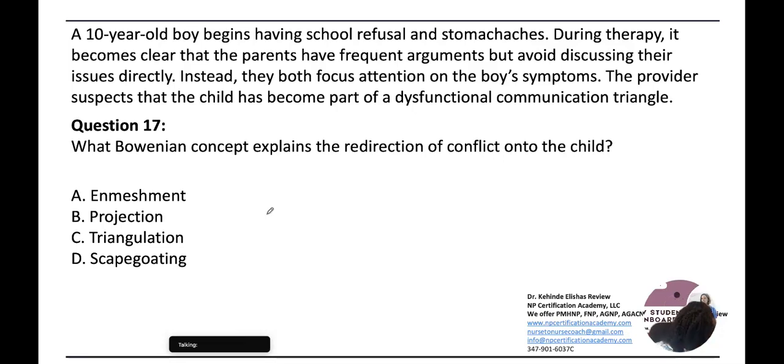A. Enmeshment, projection, triangulation, scapegoating. So we have A, enmeshment. B, triangulation. C, projection. Triangulation, and D, scapegoating. What will you pick? Please drop your answers in the chat.